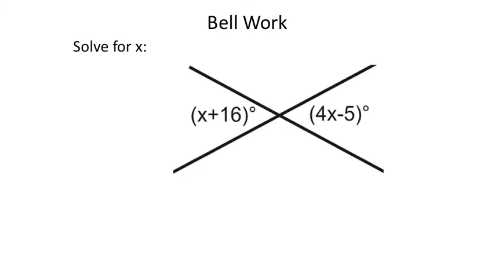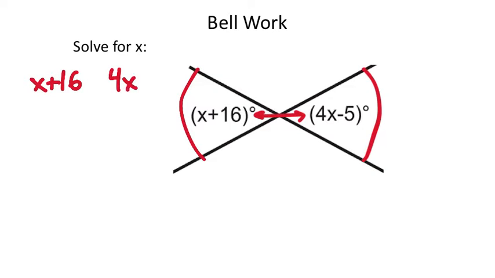For this bell work, we're going to solve for x, and we should notice, based on what we learned from the last unit, that this angle, x plus 16, and this angle, 4x minus 5, are vertical because they are through the vertex, which means that we can set this up with the two angles, x plus 16 and 4x minus 5. And since they're vertical, they are automatically congruent, which means they're the same. I can set these two equal to each other and then solve this equation for x.